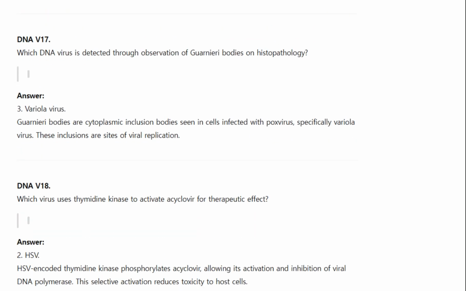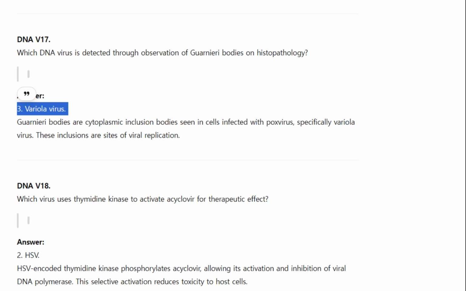DNA V17. Which DNA virus is detected through observation of Guarnieri bodies on histopathology? Answer 3. Variola virus. Guarnieri bodies are cytoplasmic inclusion bodies seen in cells infected with poxvirus, specifically variola virus. These inclusions are sites of viral replication.